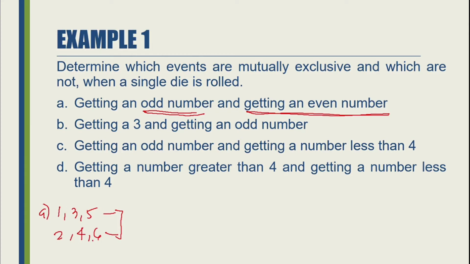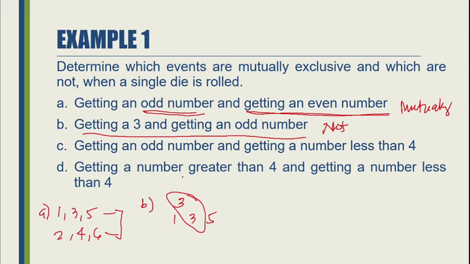Next, letter B, getting a 3 and getting an odd number: 1, 3, and 5. This one is not a mutually exclusive event, because there is a common element: 3 is an odd number. Therefore these are not mutually exclusive events, because the events occur together.